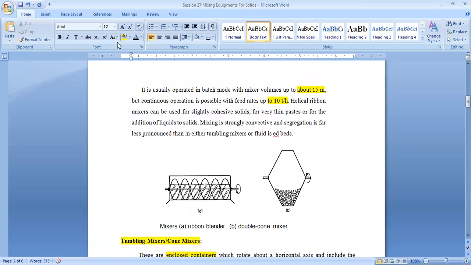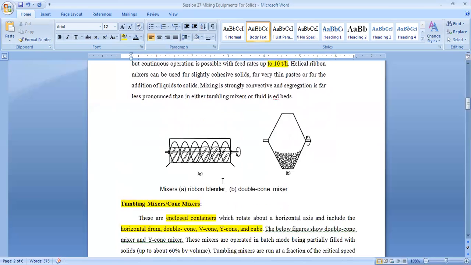And here, let me talk about the feed rate. Feed rate is 10 ton per hour, and it is usually operated in batch mode, and mixer volume is up to about 15 meter cube. And that's how this ribbon blender works.